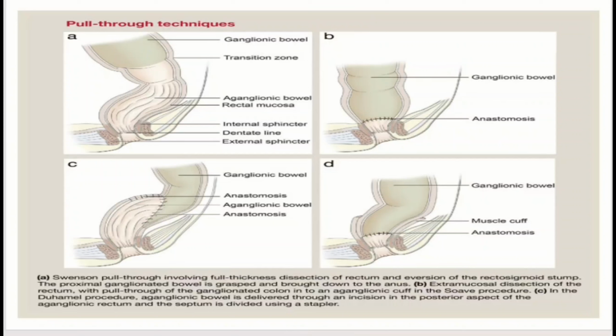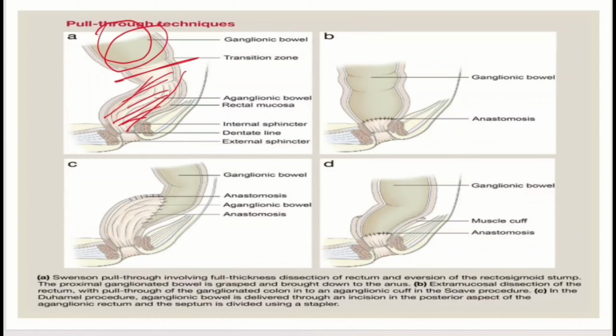Another diagram showing the pull-through techniques. The first one is Swenson pull-through technique, where the upper part is the normal ganglionic bowel, then there is transitional zone, then the lower part is aganglionic bowel, rectal mucosa. So Swenson pull-through technique involves full thickness dissection of the rectum and then eversion of the rectosigmoid stump. The proximal ganglionated bowel is grasped and brought down to the anus and anastomosed.